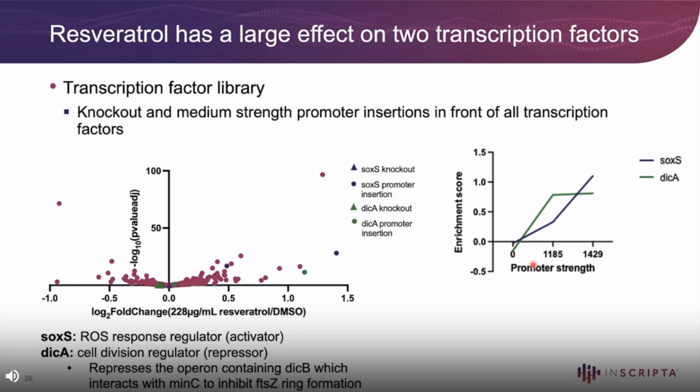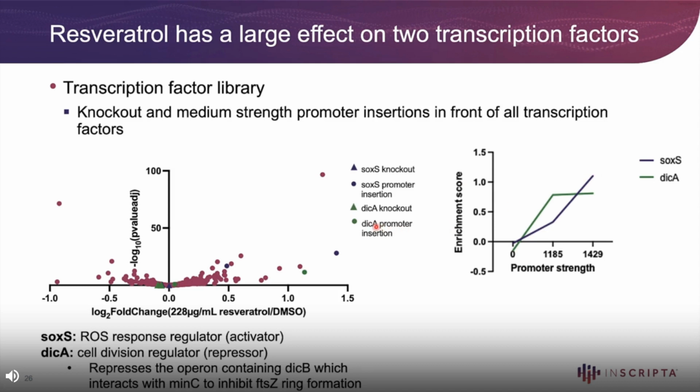Here we're looking at a similar representation of the data. Here we're looking at the enrichment score and then the promoter strength across the x-axis. And we can see that with SoxS, as we increase the promoter strength, that the enrichment score increases.